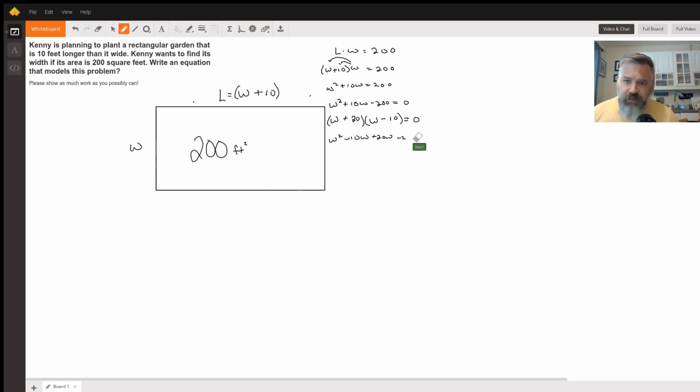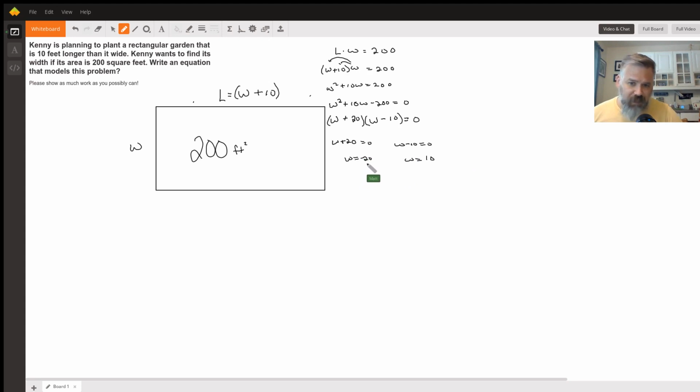Now I'm going to go ahead and erase this. Okay. Let's go back and finish this. Now, since I have this factored correctly, I know that each of these factors could equal 0. So W plus 20 could equal 0, or the W minus 10 could equal 0. And if I solve each one of these, I get W equals negative 20, or W equals positive 10, right? This one I just subtracted 20 from both sides, and this one I added 10 to both sides.